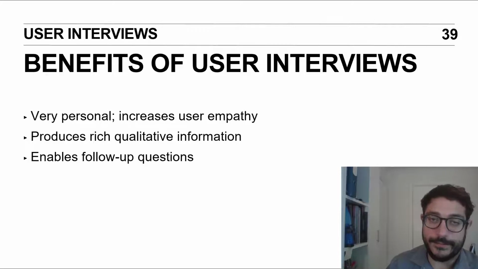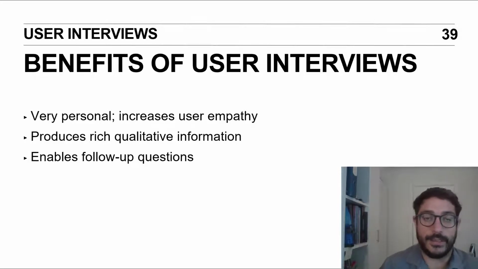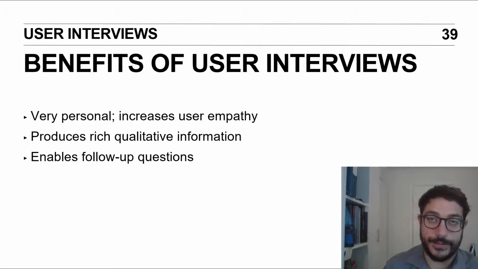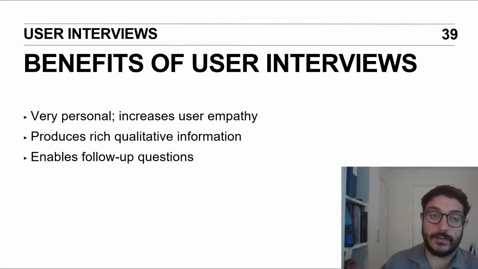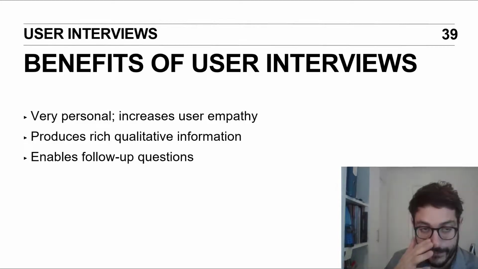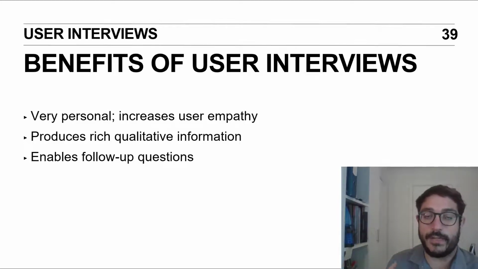So what are the benefits? It's very personal, so it increases the user empathy. Remember, empathy is about building that relationship with the user so that the user can give you better quality data. It produces rich qualitative information and it enables follow-up questions.